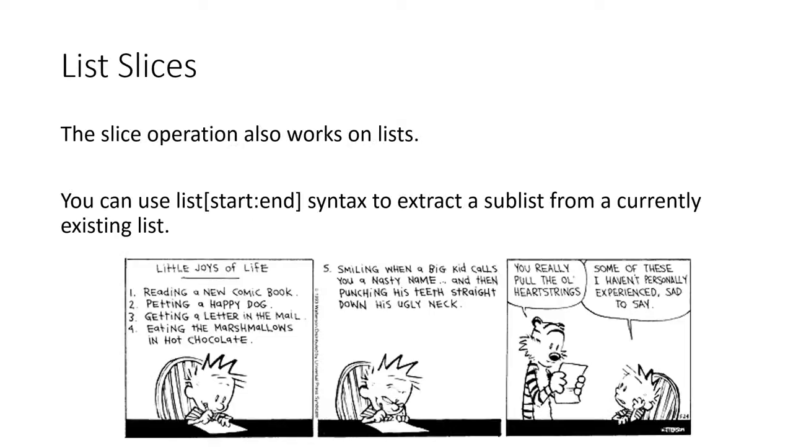You can also use a slice operation on lists to extract sublists from a currently existing one. In this case, you use a standard list syntax, except you have your starting index, a colon, and then the closing index as the reference point for your list values. This will return all the list items from the starting index to the ending index.